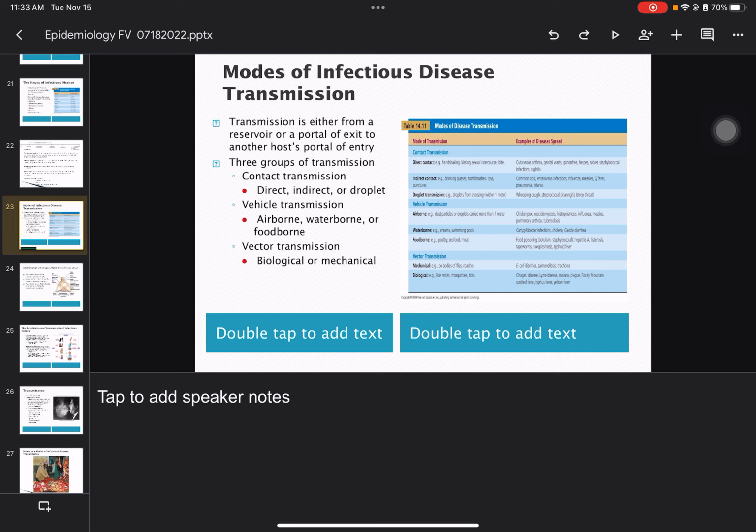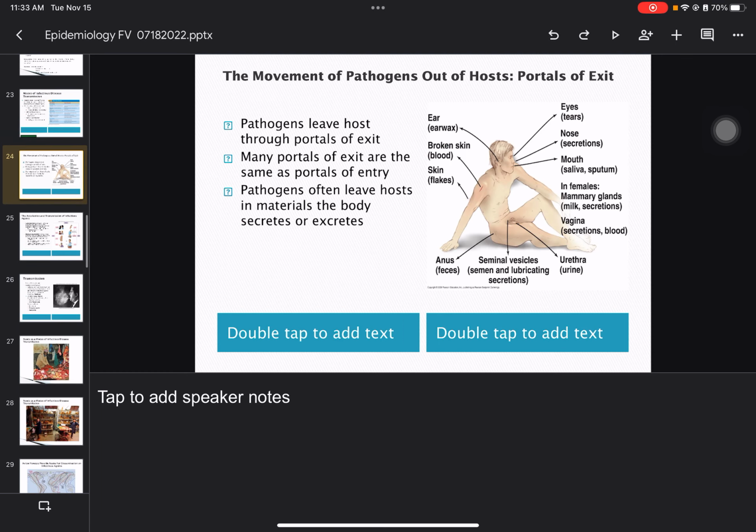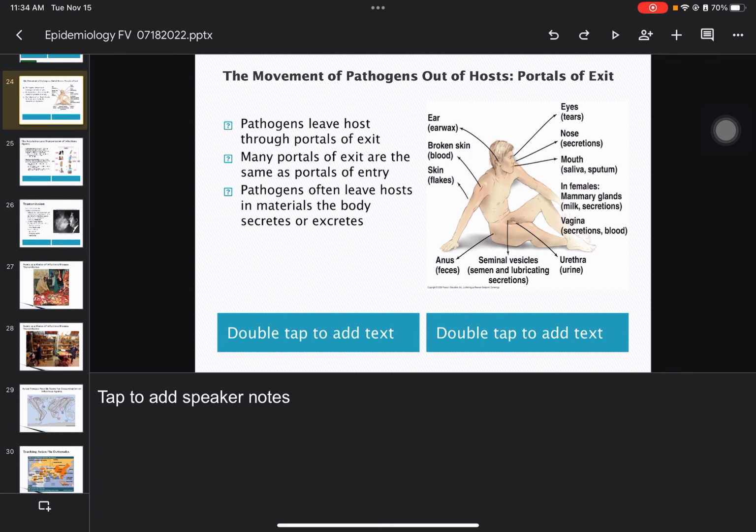So if we think about the way things are transmitted, there are some different groups we put them in. Contact transmission, that could be direct, indirect, droplet, nuclei, vehicle, food, water, air, or vector-borne, biological, mechanical. And so we're interested in portals of exit. Remember, we know portals of entry, how things get into the body, but we're also interested in portals of exit, how things leave.